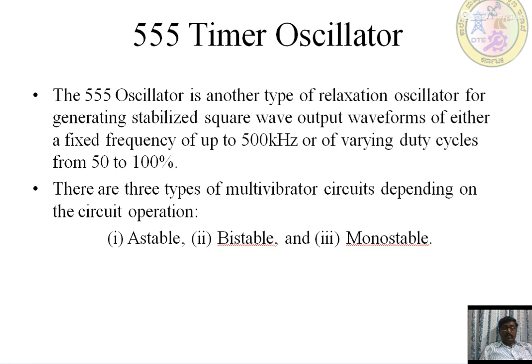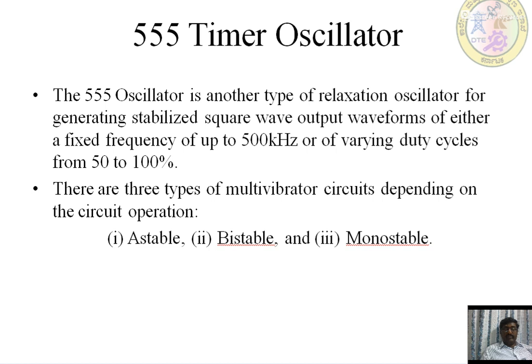Next, we'll go with the next one. Initially, what you have got is just the 555 timer. You have been going through the conditions, that is astable, monostable and bistable, but for your syllabus it is only astable. So a 555 oscillator is another type of relaxation oscillator for generating stabilized square wave output waveforms.